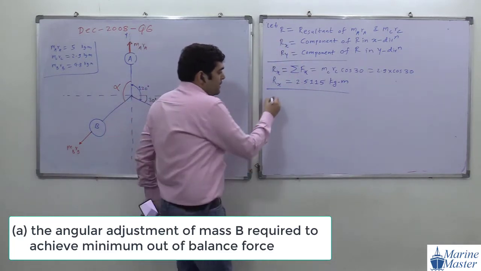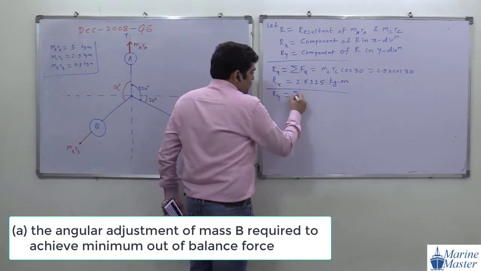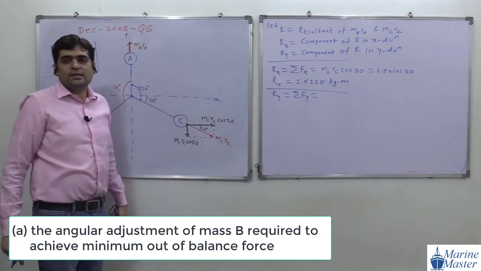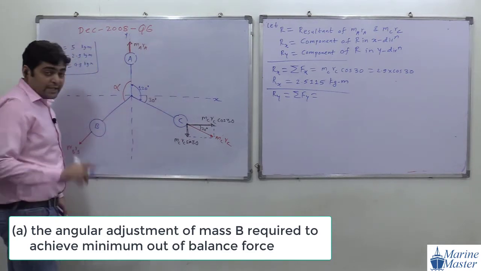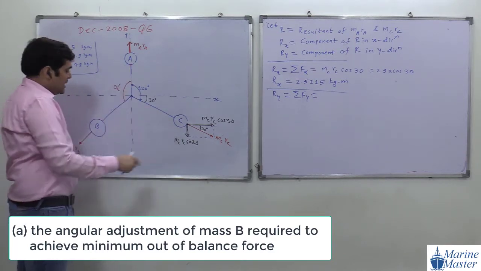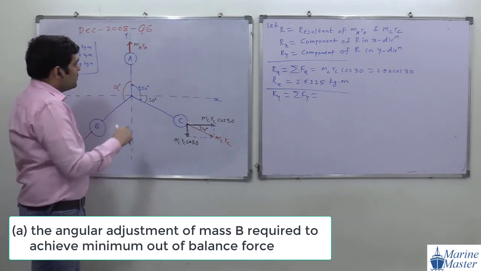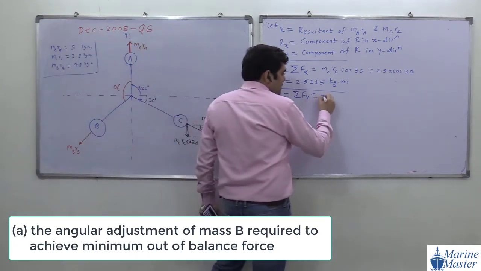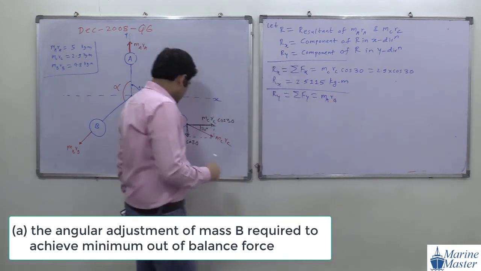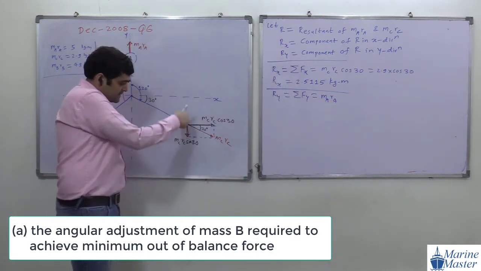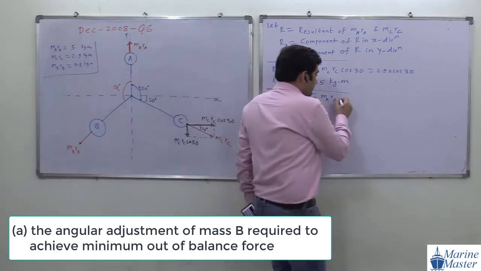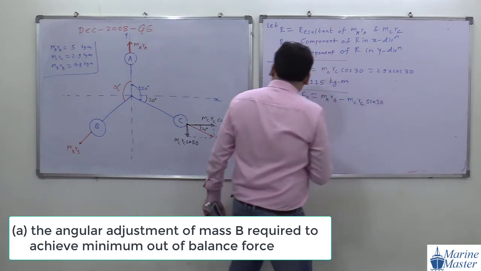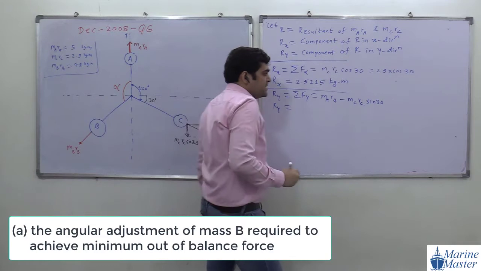Then Ry will be equal to the summation of forces in y direction. Here we have to consider only A and C. Don't forget about B for now. MARA is directly in y direction, so it is positive upward. MCRC is downward, so it will be minus MCRC sin 30.